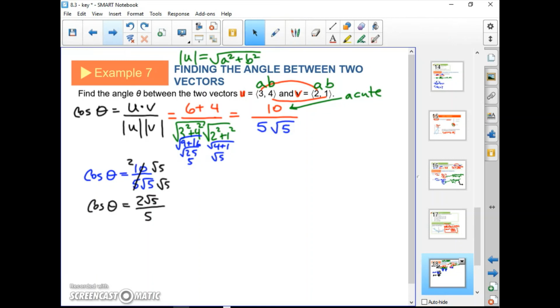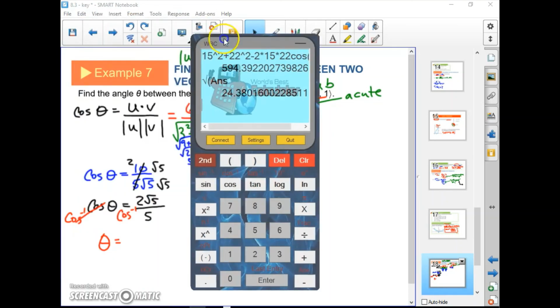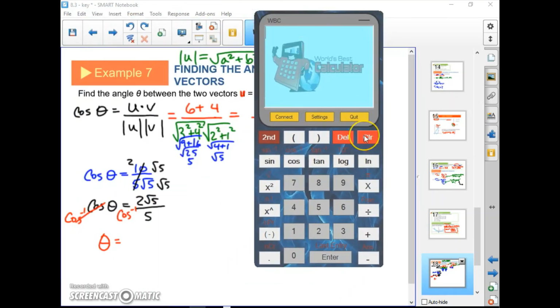It doesn't really matter, though, to rationalize, because in order to find theta, and that's what we want, we're going to have to do an inverse cosine. And the calculator doesn't really care what you plug into the calculator. So theta is going to equal inverse cosine of whatever that was that was plugged in. So whether you rationalize or not, it doesn't really matter. Let's do an inverse cosine.